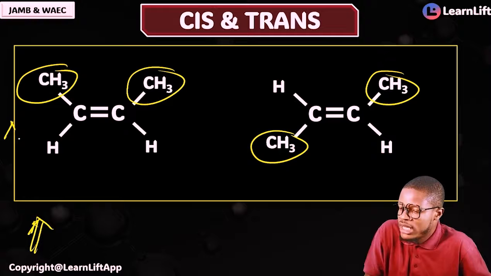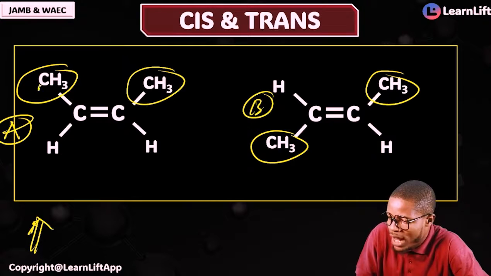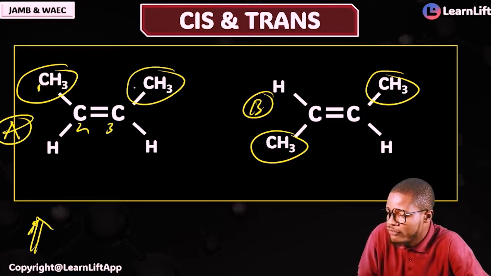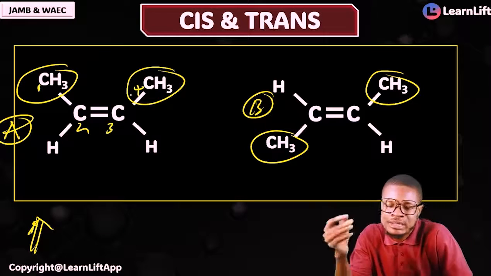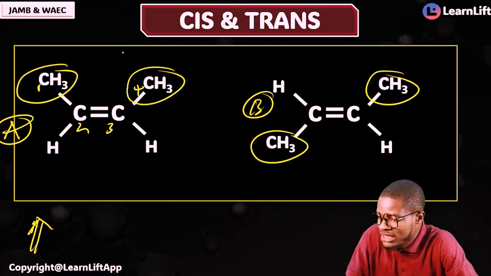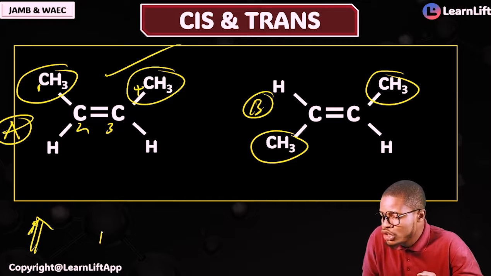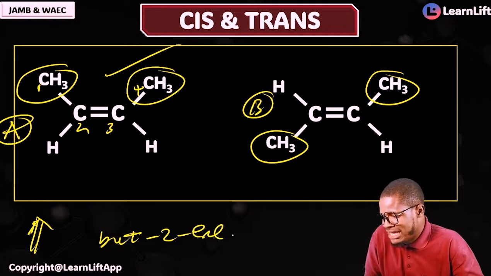Now, for this first guy here, let me call you A. What's the name of A? What's the name of B? How do we count? Count. Here is your 1. Here is your 2. Here is your 3. Here is your 4. 1, 2, 3, 4. That's your but. But what? 2-ene. That's what you have there. So what's the name of this first guy here? First, normally, leave cis or trans first. The real name is your what? Your but. How many there? But-2-ene. That's the name.